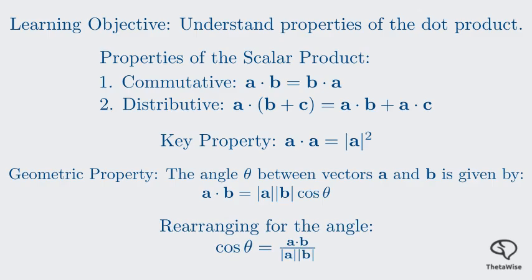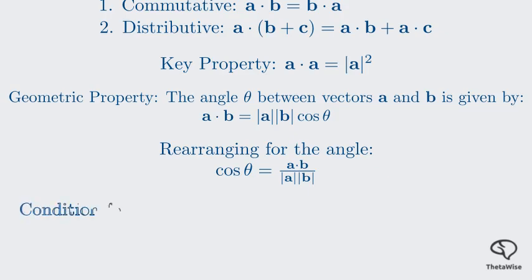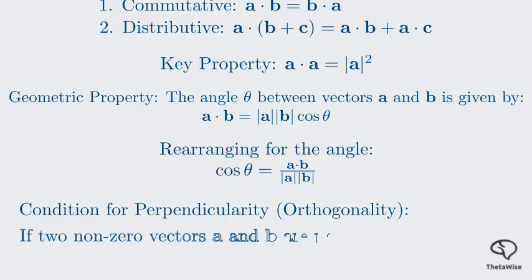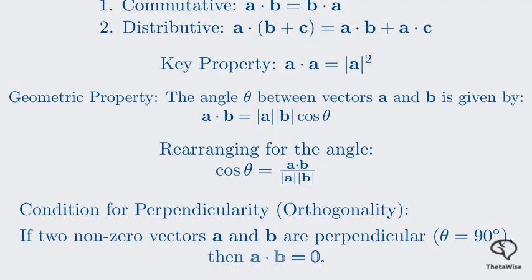This relationship is particularly powerful when the angle is 90 degrees. If two vectors are perpendicular, or orthogonal, the angle between them is 90 degrees. The cosine of 90 degrees is 0. This means that if the dot product of two non-zero vectors is 0, they must be perpendicular. This is a fundamental test for perpendicularity.